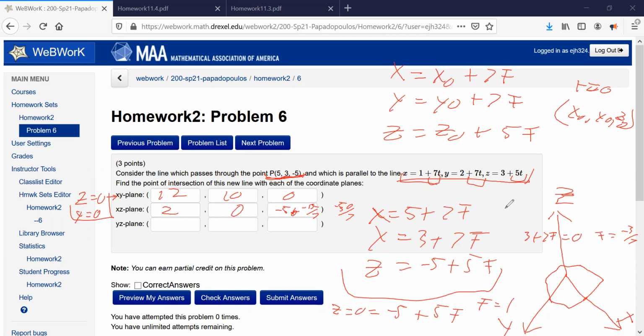Same deal here, but for this one, we have x is equal to 0, and that gives us t is equal to -5 over 7. We get 0, -2 here, and then this becomes -5 minus 35 over 7, and that is -70 over 7. Yeah, so -10 there.